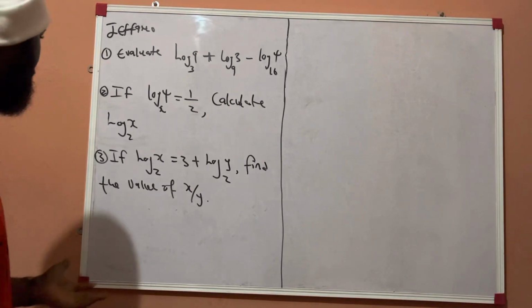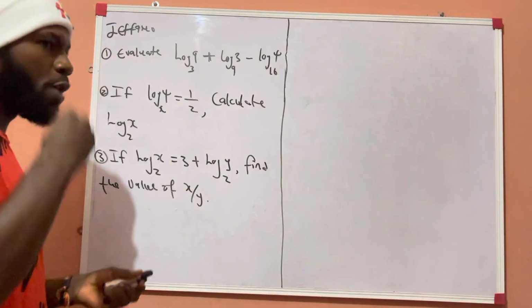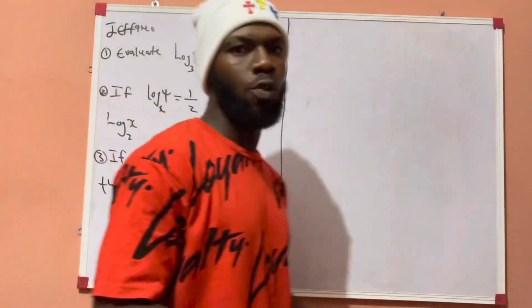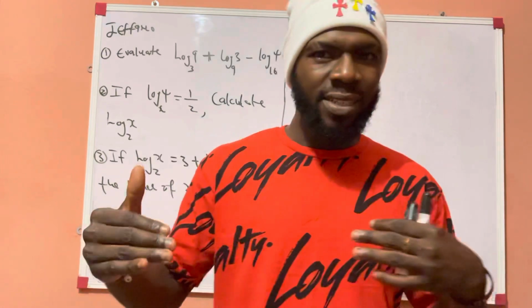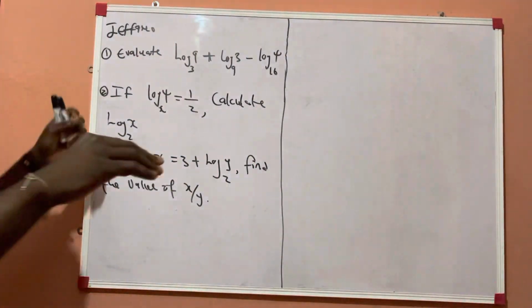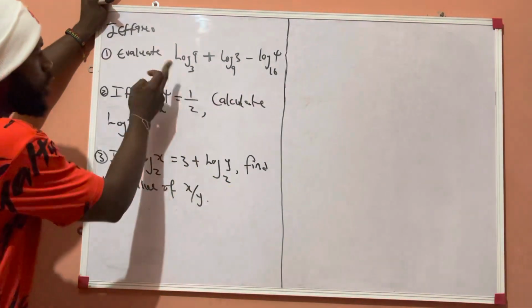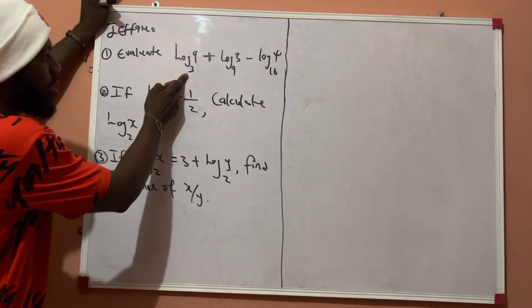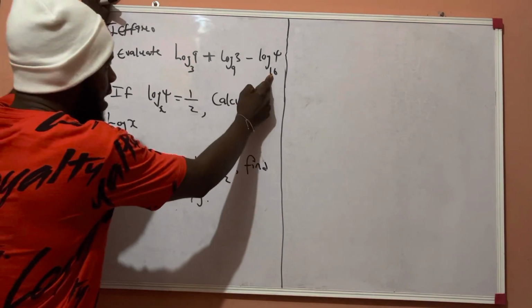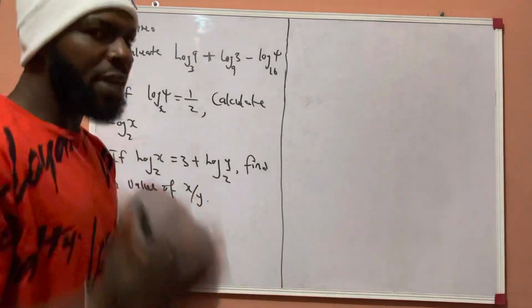Yeah, we have 3 questions on the board, and remember in our last class I told you guys we will be looking at, in our next video, logarithm with different bases, when the bases are not the same. Now, what we treated in our last video was when all the bases are the same, and we know how we can work with that. You will notice that in question number 1, the base here is 3, the base is 9, and the base is 16. They are all different. Now, how do you work with questions where the bases are not the same?